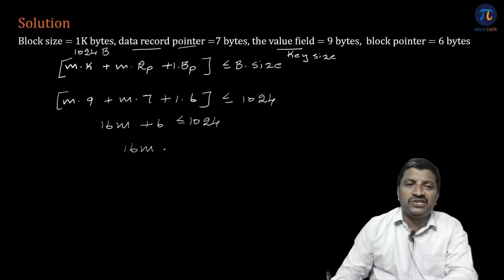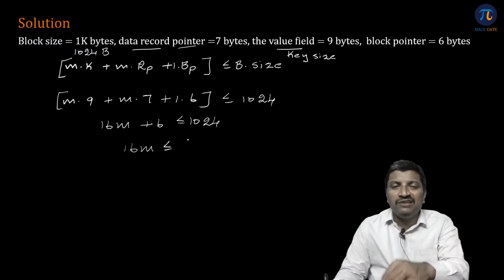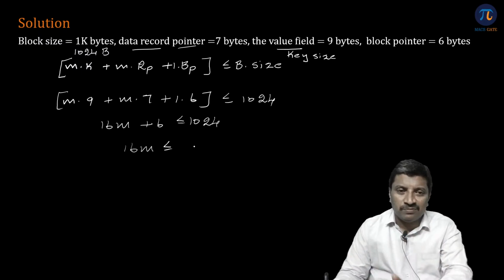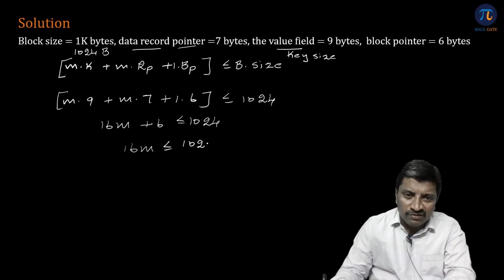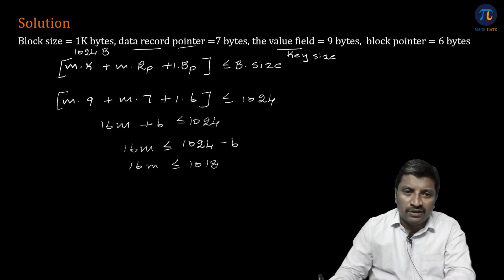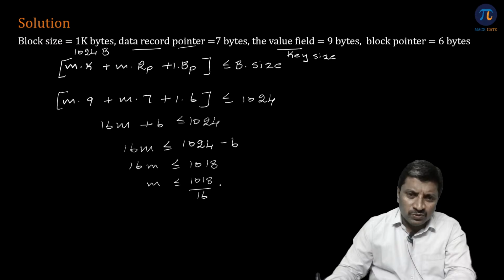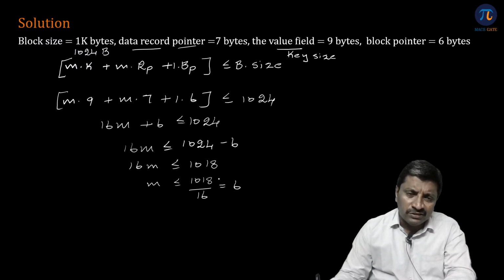Let us simplify this equation, sir. Sir, once we are ready with the equation, the rest is mathematics only. So this will be 1024 minus 6. 16m less than or equal to 1018. M less than or equal to 1018 divided by 16. So how much it will, sir? I think 6 times, then 118. 118 means 80, 96, 102, 112. So 67 point something.